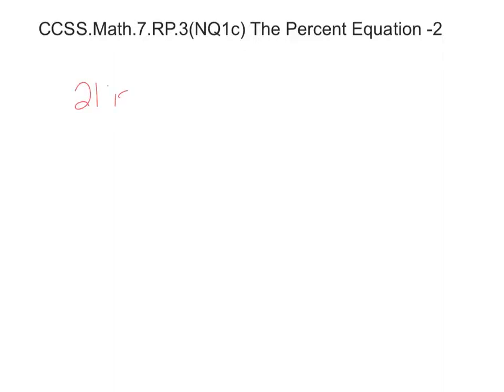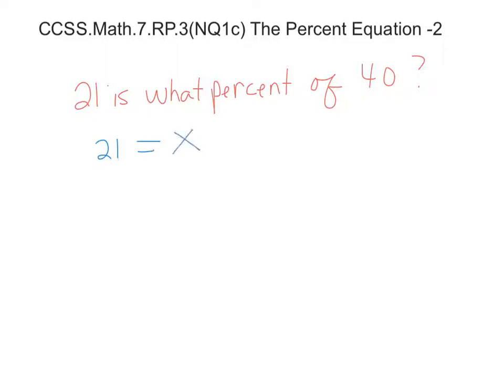21 is what percent of 40? All right, so let's set this up a little bit different here because this is an equation, not a proportion. And so we can say that 21 is equal to what percent, that is your x, what is always an x, times 40. Okay, of 40, of the whole is of 40. So let's multiply that. We get 21 equals 40x.